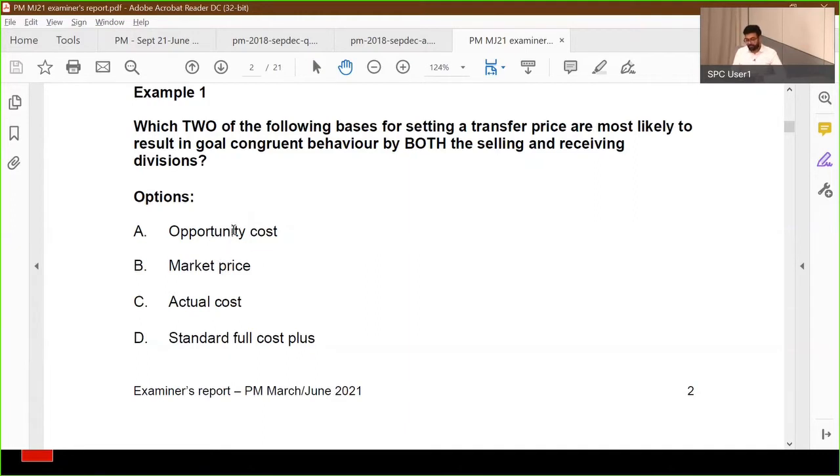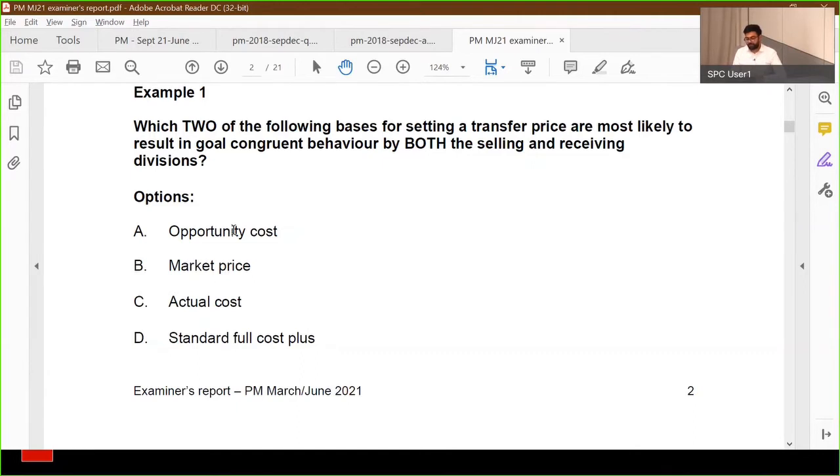Second one is the market price. Now it's again quite a fair way to set the transfer price at market price, because this is the price at which the seller could sell the product in the market, and the buying division could also buy it from the vendor. So that again seems to be a fair price where both the divisional managers would be happy to trade.